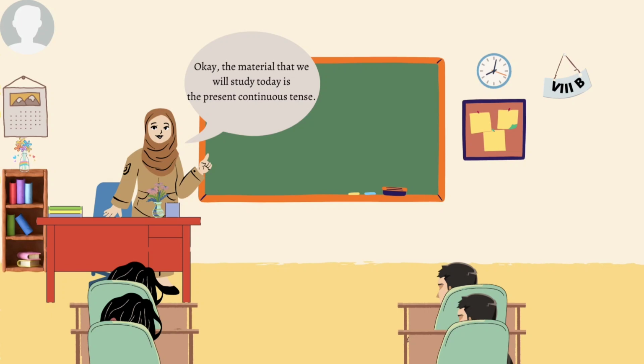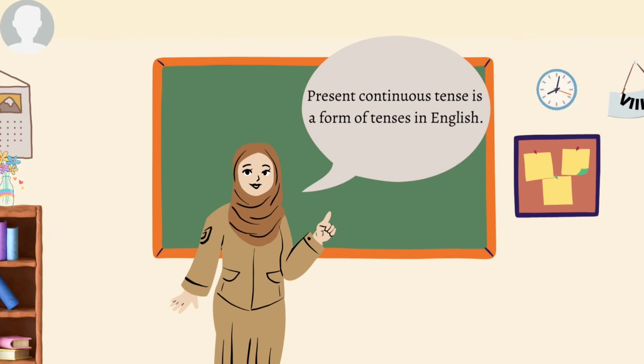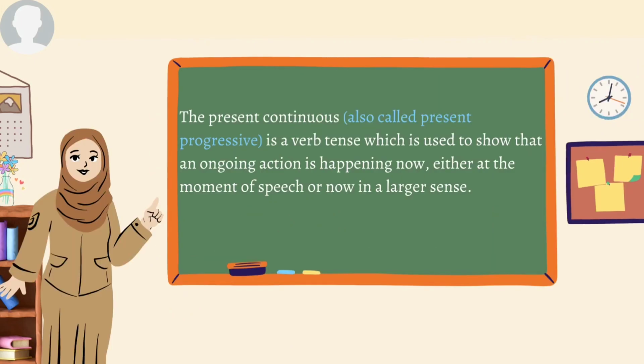Okay, the material that we will study today is the present continuous tense. What is the present continuous tense? The present continuous tense is a form of tenses in English. The present continuous, also called present progressive, is a verb tense which is used to show that an ongoing action is happening now, either at the moment of speech or now in a larger sense.